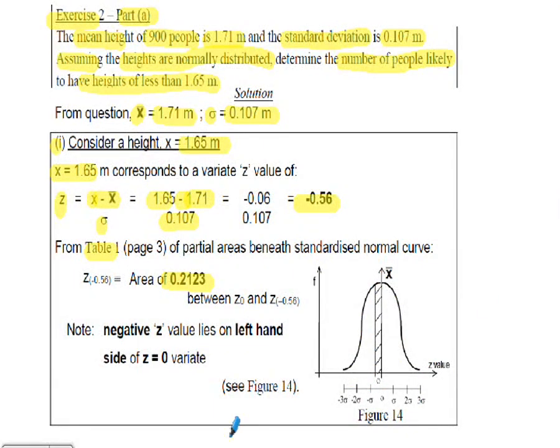Again, the negative z value means it's on the left hand side of the diagram, so we're talking in this region here.